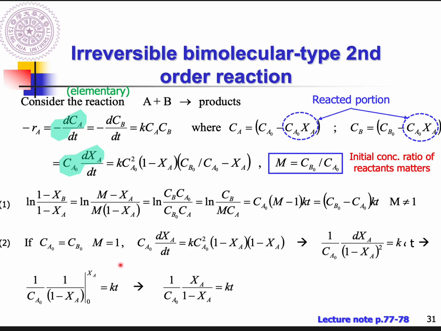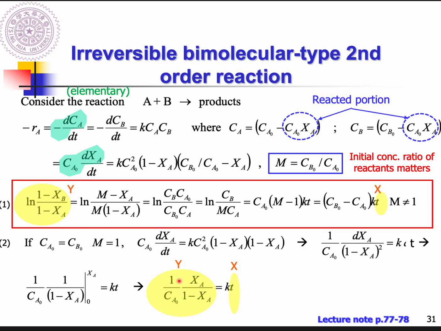So regarding M equals 1, it's quite simple, right? This is dt, you just need to integrate this term, so you will get these results. So when you use this as y and this as t, and put XA as a function of t, XA at a specific time point, you should get a straight line and the slope belongs to k. If it is, then your chemical reaction belongs to a second order reaction.